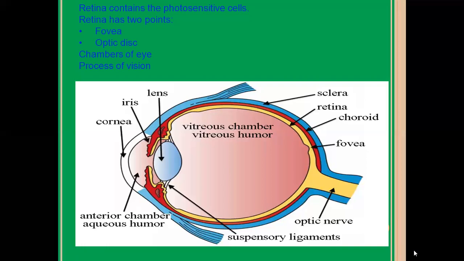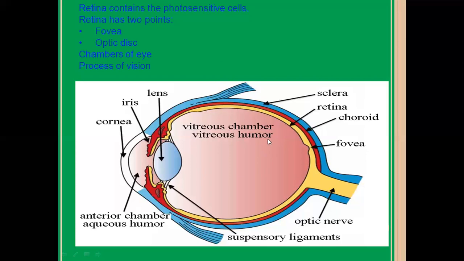Understand? How many points does the retina have? 2 points, fovea and optic disc. Here you can see the fovea. It is a dip on the retina and it is on the opposite side of the lens. Now, what about the optic disc? Here is the optic disc, where the optic nerve enters the retina. But the optic disc doesn't have cone cells or rod cells. That's why this point is called the blind spot. Is it clear?